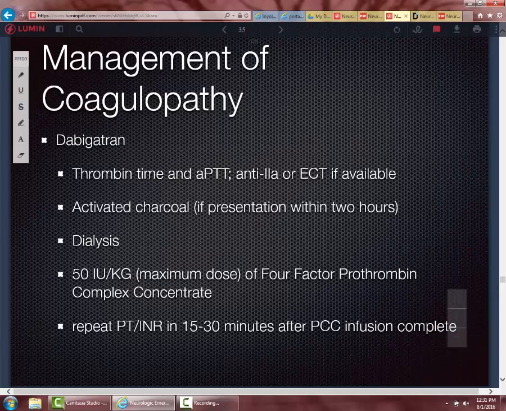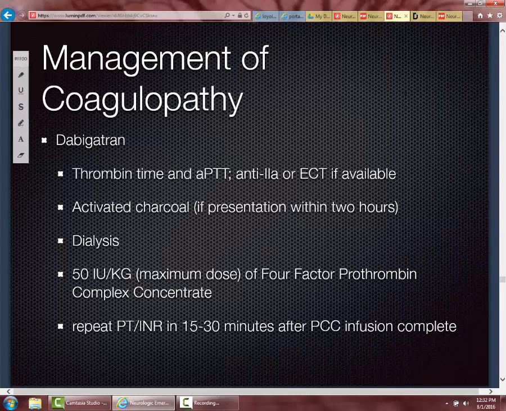Dabigatran is one of the newer agents. It's a direct thrombin inhibitor. There's now an antibody to this, but it's not at our hospital yet. A lot of things have been written in the literature about how you can reverse this.